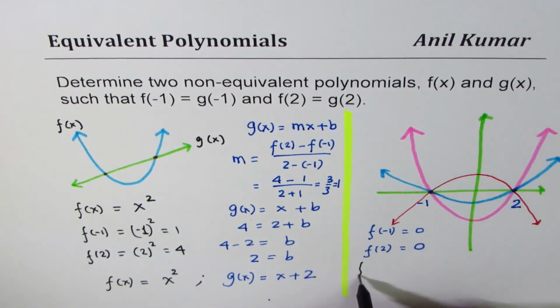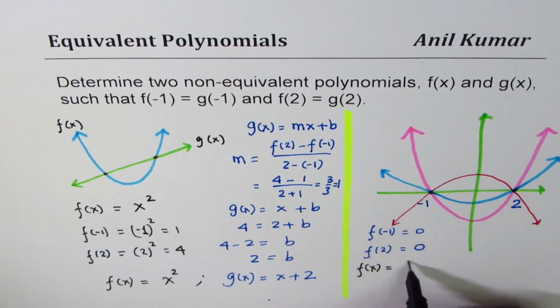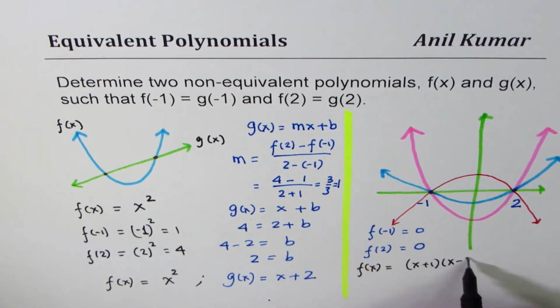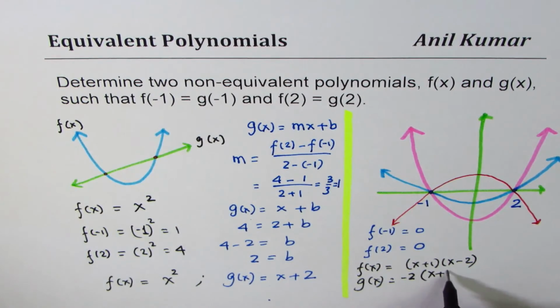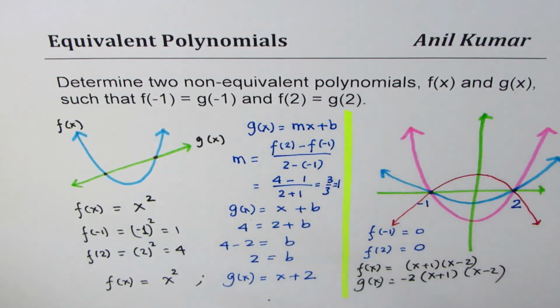So I could write here f of x as equal to, since we have these two roots, x plus 1 times x minus 2. And how about g of x? Same points, we can say g of x equals, let's say minus 2 times x plus 1 times x minus 2. Does it work for you? Perfect, right? So we have met the condition given to us. These two parabolas represented by quadratic equations in factored form have two common points, but they are not equivalent.